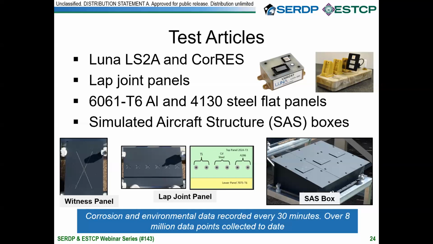And then on the far right is the simulated aircraft structure, the SAS boxes, which is basically a more complex version of the lap joint panel. They're again painted and fastened together with essentially a sealed interior cavity to simulate what an aircraft would be like. And to give you an idea of scale, those are about 2 feet by 3 feet.